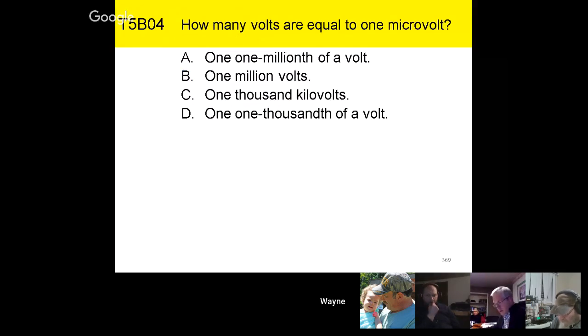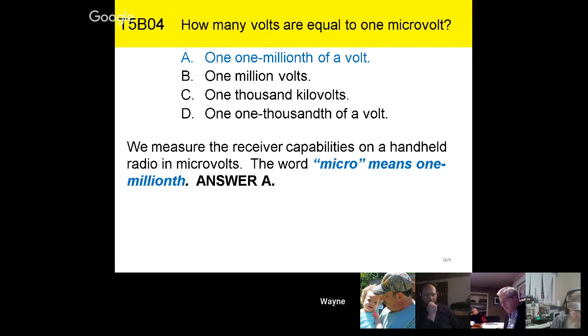How many volts are equal to 1 microvolt? Again, we're looking at some very easy stuff. A microvolt would be actually 1 millionth of a volt, or answer A. Correct. You're right there. Micro means 1 millionth.